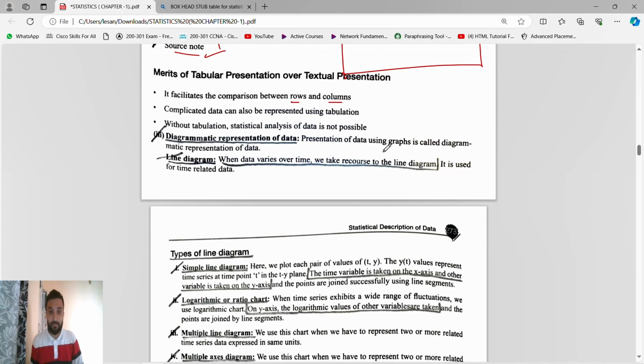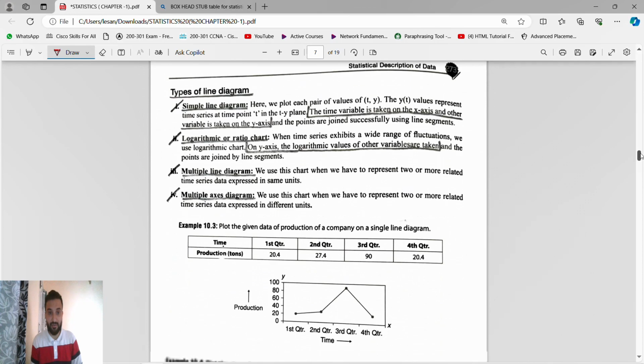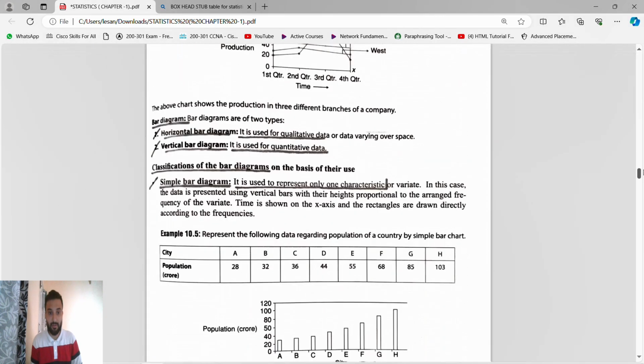But guys, a very important thing is the demerits. What are the demerits? Because we are not using the tabular presentation, we are using finally this.